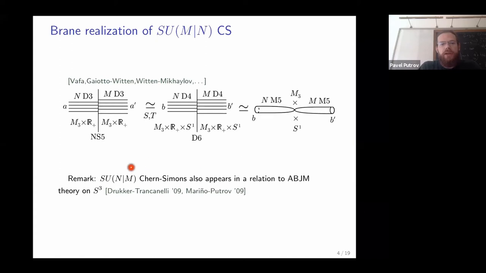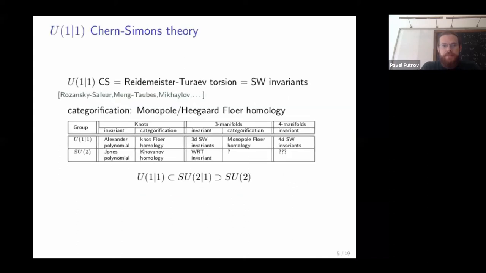And okay, let me also mention, as a kind of motivation, that this supergroup Chern-Simons is a physically important object. This also appears, for example, in relation to BGM-type invariants on a three-sphere. So probably the best understood version is when the group is U(1|1), and as was shown in particular by Rozansky and Saleur, the partition function of this Chern-Simons theory can be identified with the Reidemeister-Ray-Singer torsion on a three manifold. And in turn, the torsion can be identified with the Seiberg-Witten invariants, as was shown by Meng-Taubes. Here I mean three-dimensional Seiberg-Witten invariants.